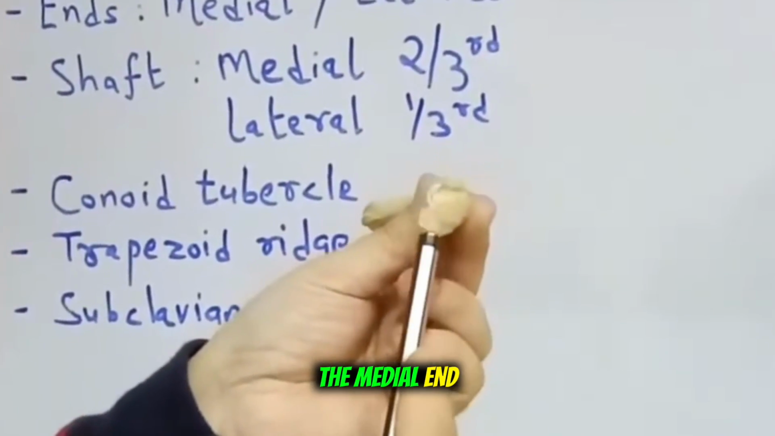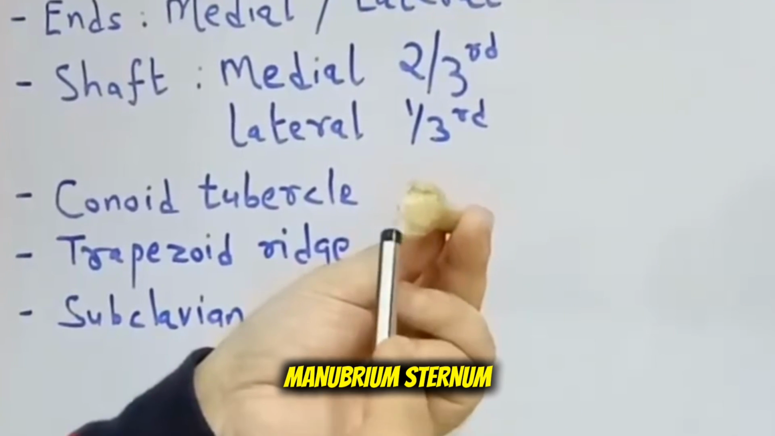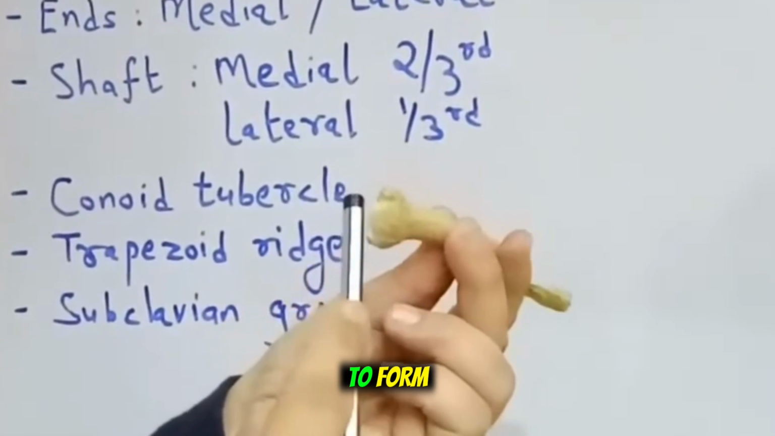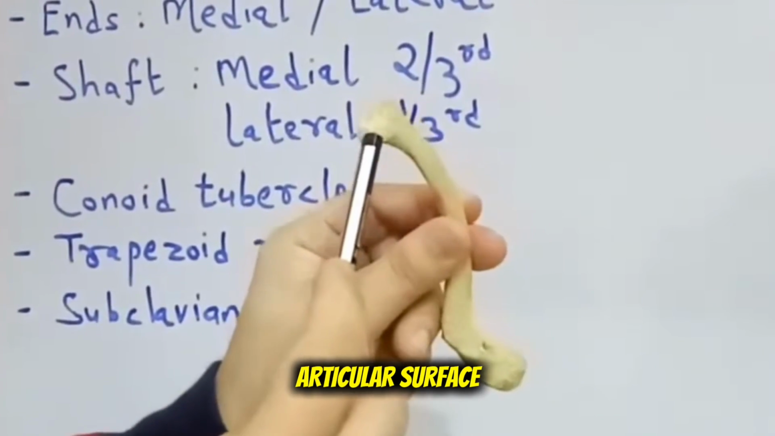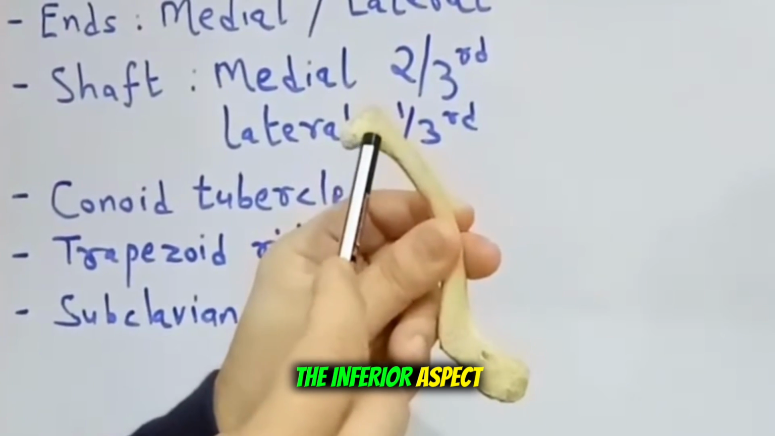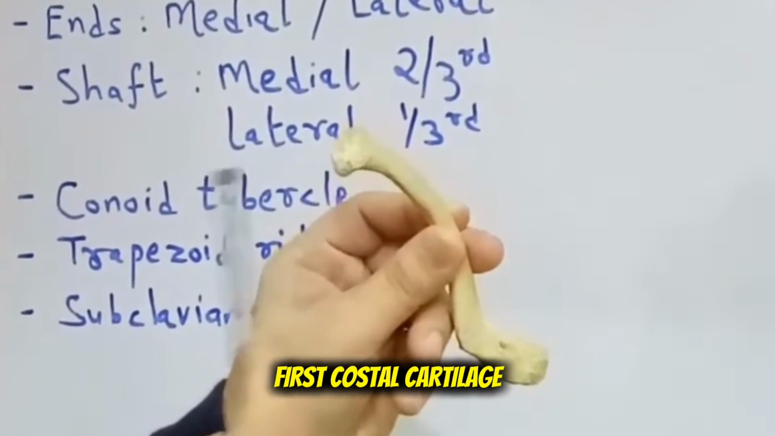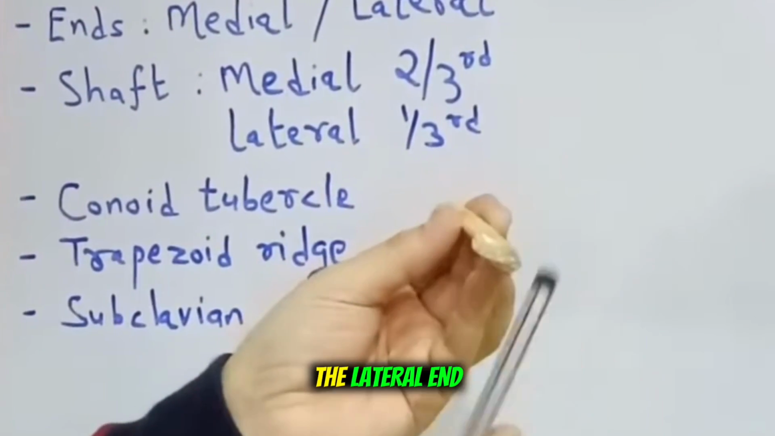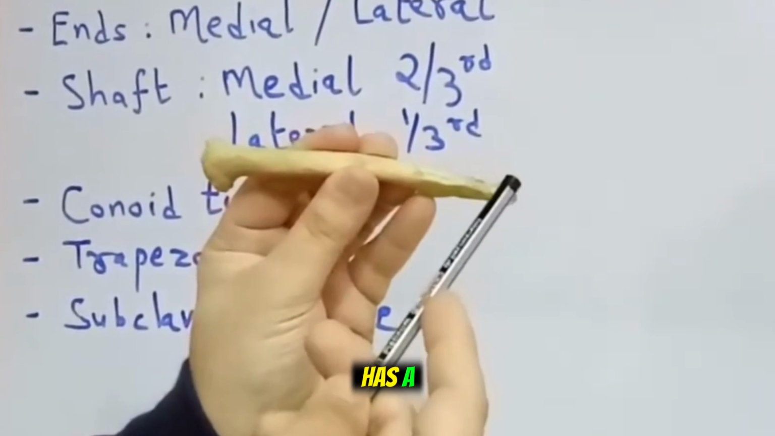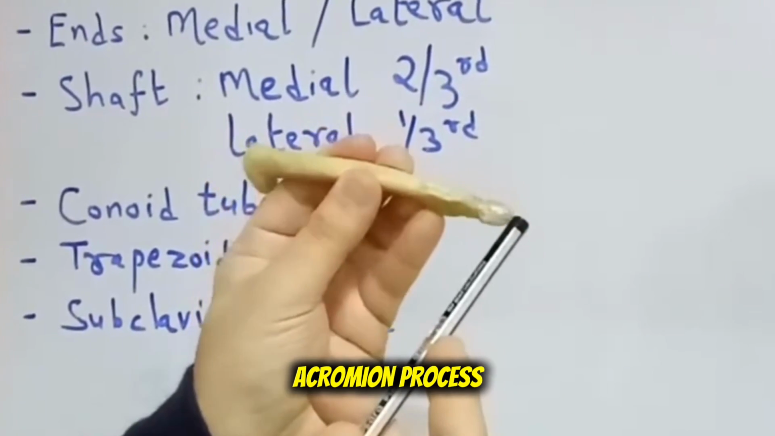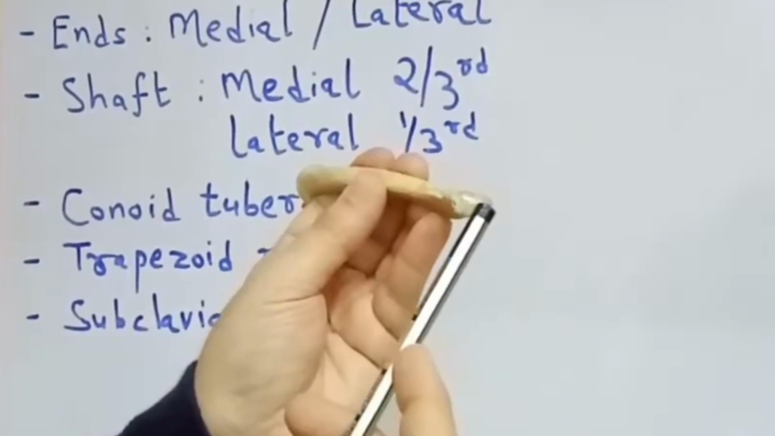The medial end is larger and quadrangular, and it articulates with the manubrium sterni to form the sternoclavicular joint. The articular surface also extends on the inferior aspect of the medial end, which will articulate with the first costal cartilage. The lateral end is flattened from above downwards, and here it has a facet which articulates with the acromion process to form the acromioclavicular joint.